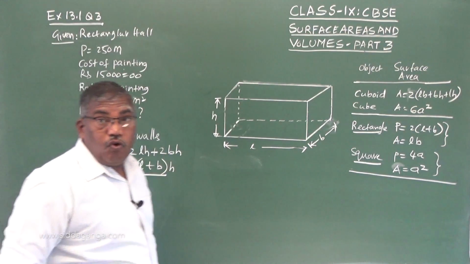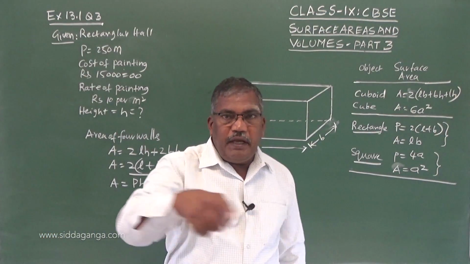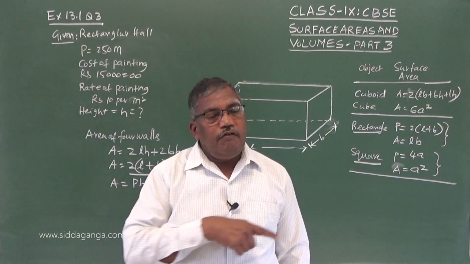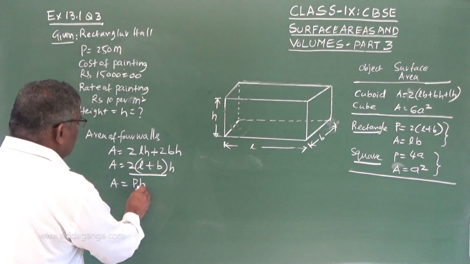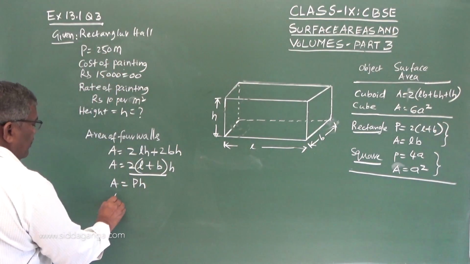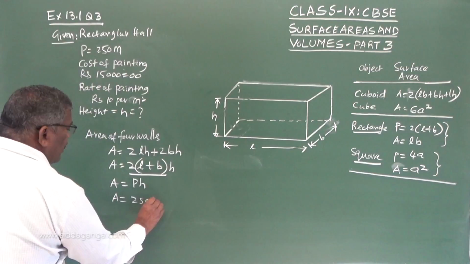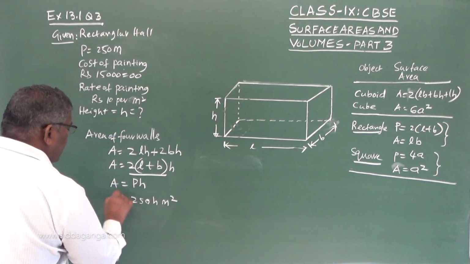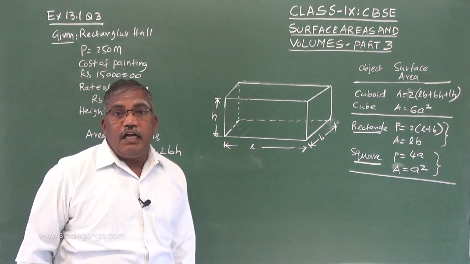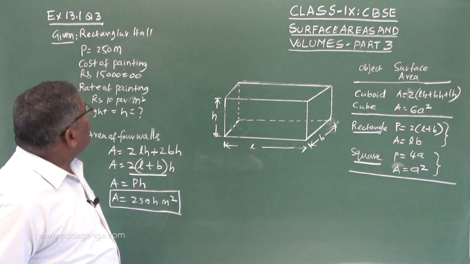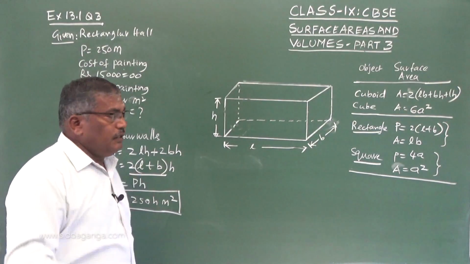So the area of four walls in a room is nothing but the perimeter, the total of all four walls, multiplied by the height. Here it is given the perimeter is 250 meter. Therefore area equals 250 H meter square. So when the area is known, we can calculate the cost of painting. This is the area in terms of H.